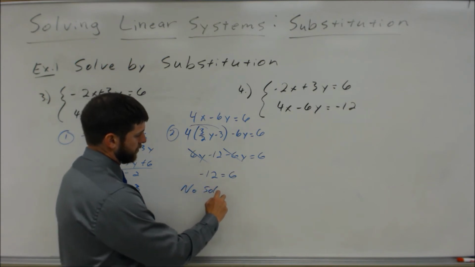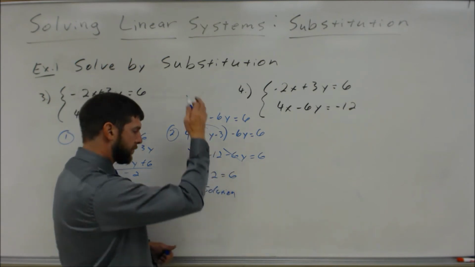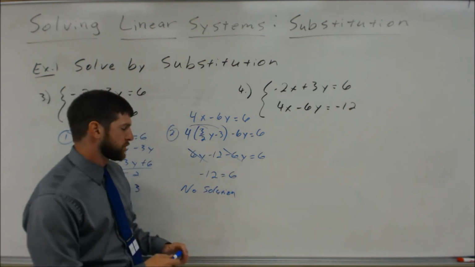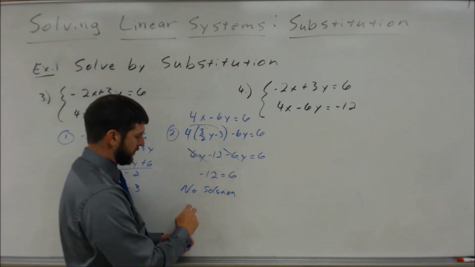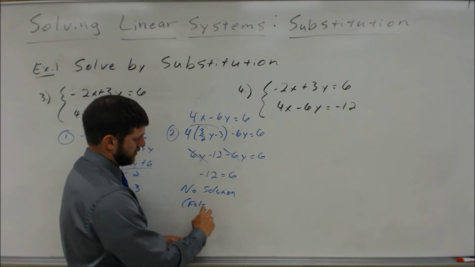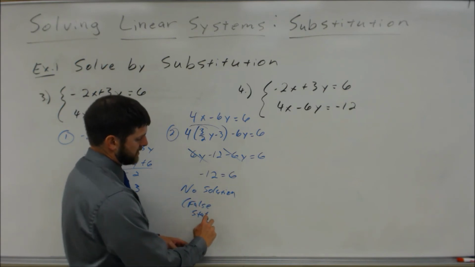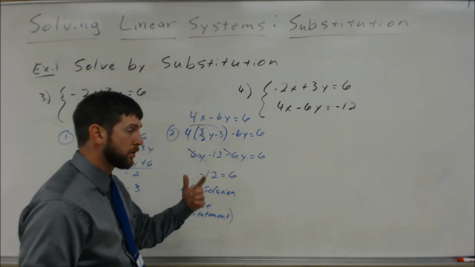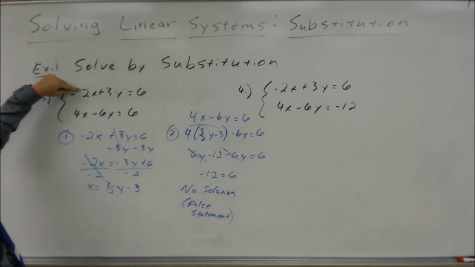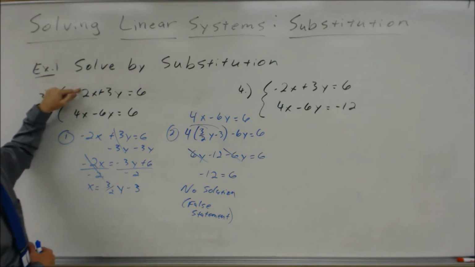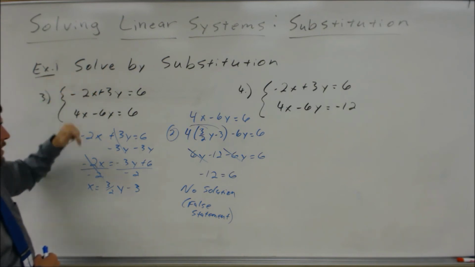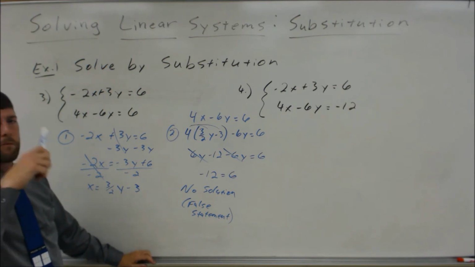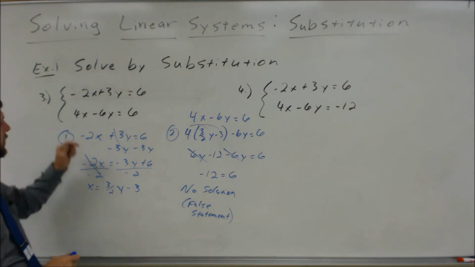So as I'm going through doing a substitution problem, if my variables drop out and I'm left with a false statement like negative 12 equals 6, I have to say that there is no solution. Let's go back and look why. We knew no solution came from parallel lines. Well, these aren't the same numbers, so they don't seem like they'd be parallel, but go back and see if they're multiples of the same line.